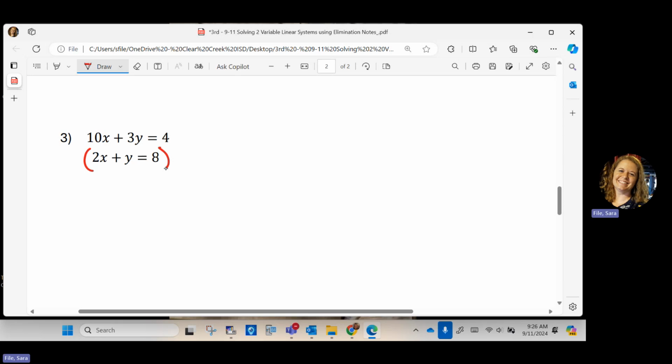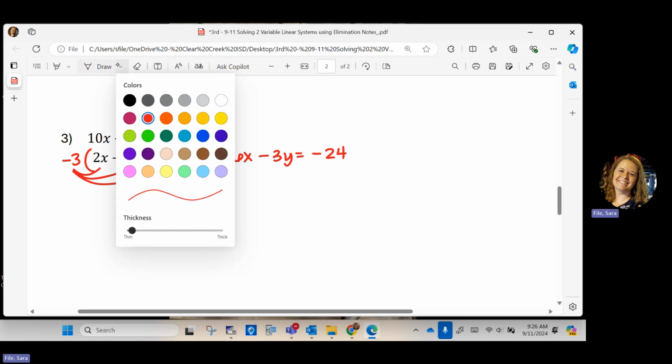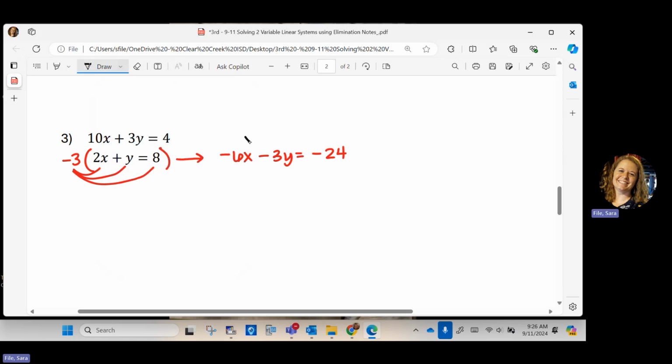The y's, so that's a smaller number we're having to deal with. That's fine. If we distribute a -3 to all of these, the y's will be set up for elimination. Again, I'll write it off to the side here. If I distribute this -3 to all three terms, that becomes -6x, -3y equals -24. I don't touch the top equation. I'm going to write it just as it was, so it stays 10x plus 3y equals 4.